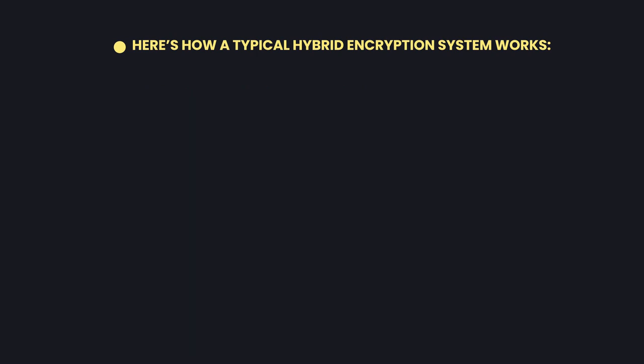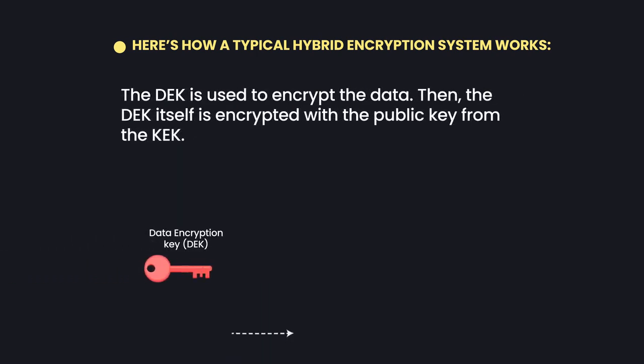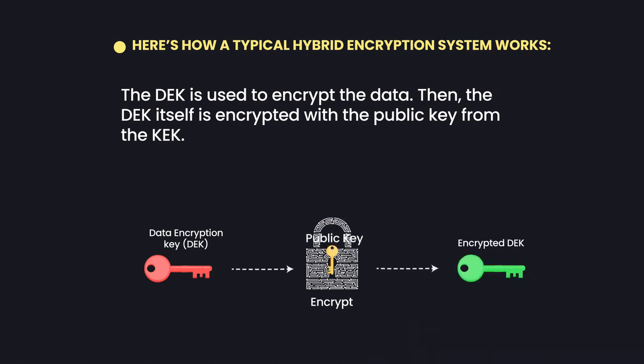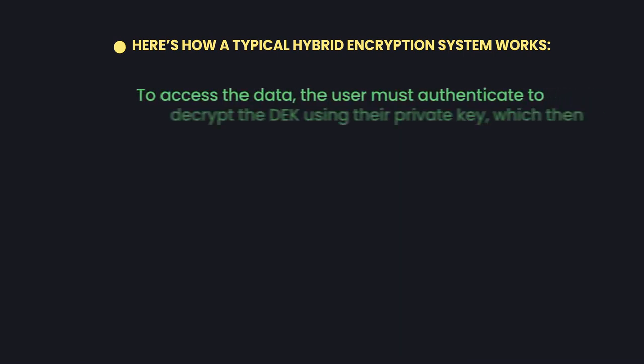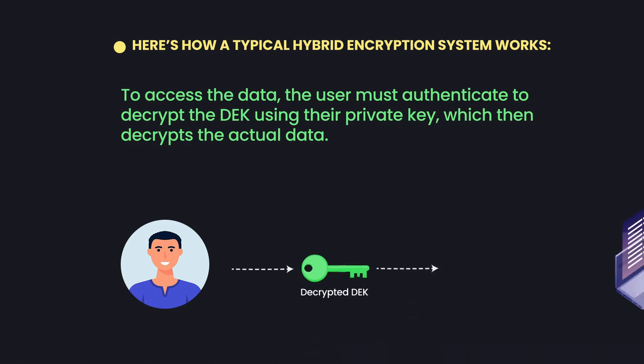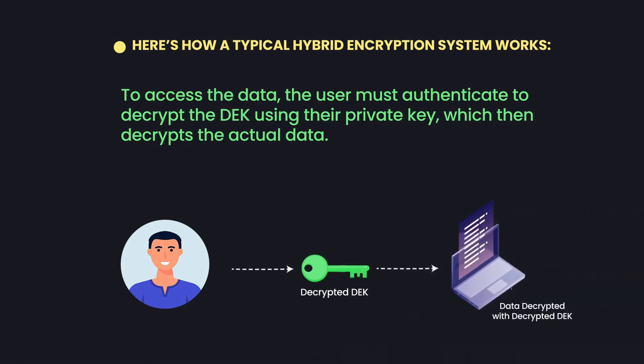The DEK is used to encrypt the data. Then the DEK itself is encrypted with the public key from the KEK. To access the data, the user must authenticate to decrypt the DEK using their private key, which then decrypts the actual data. Alright, you got all that? As long as it makes sense, you can move on. If not, rewind. Now let's talk about data at rest.